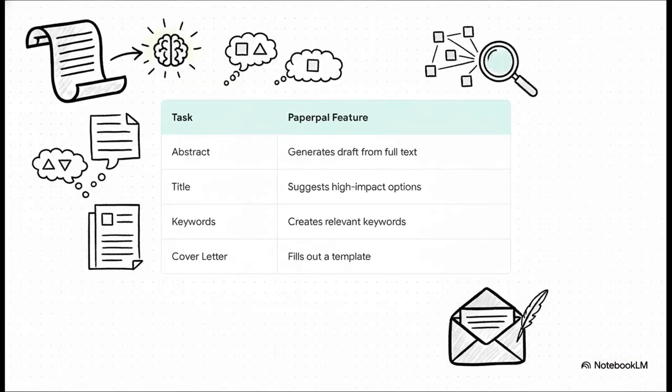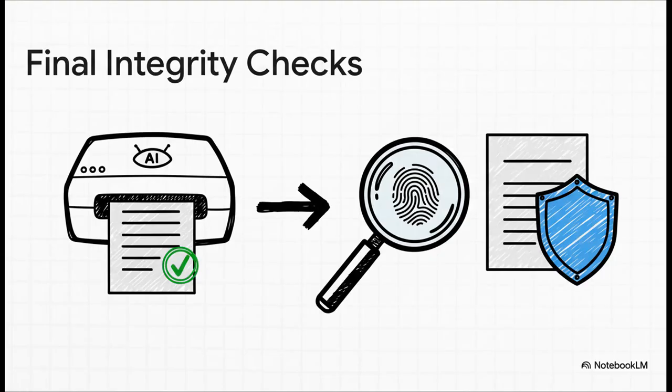Okay, so your paper is written. Now comes all the prep work for submission. And yep, AI is a huge help here too. PaperPal can read your whole paper and draft an abstract for you. It can suggest a bunch of catchy titles, create keywords, and even fill out a cover letter template to the journal editor. It's wild.